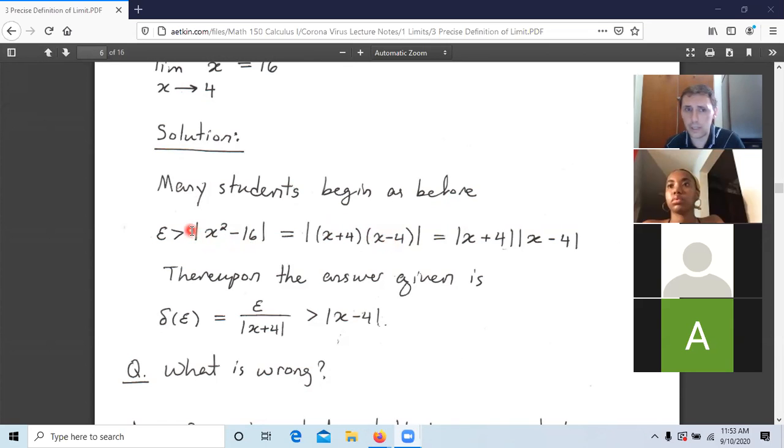So students go like this. Epsilon bigger than absolute value of x squared minus 16. X squared minus 16 can be factored into absolute value x plus 4, absolute value x minus 4. And I need information about how small is x minus 4, how short is the distance. So they go ahead and divide by absolute value of x plus 4, and they get this delta of epsilon. Epsilon divided by absolute value of x plus 4, and that's bigger than x minus 4. That's the size of the pipe.